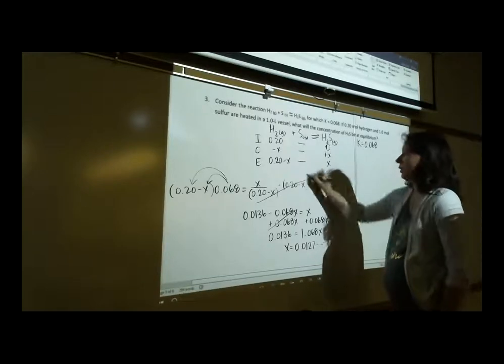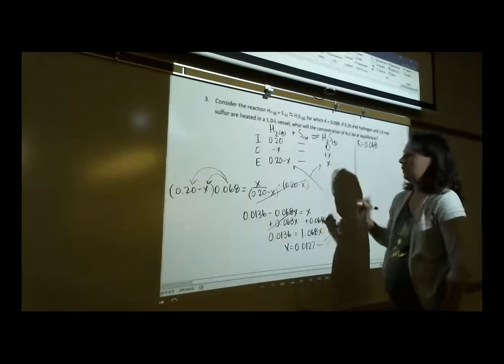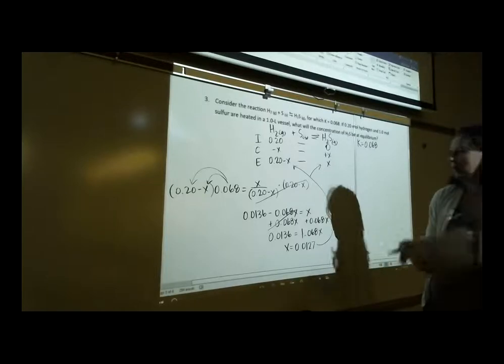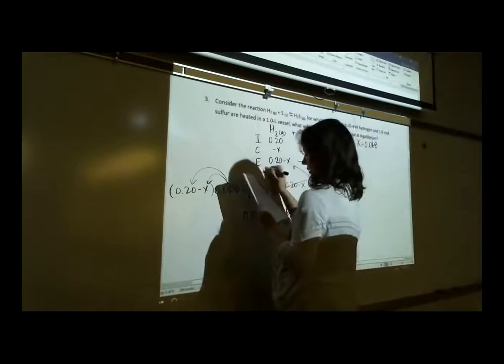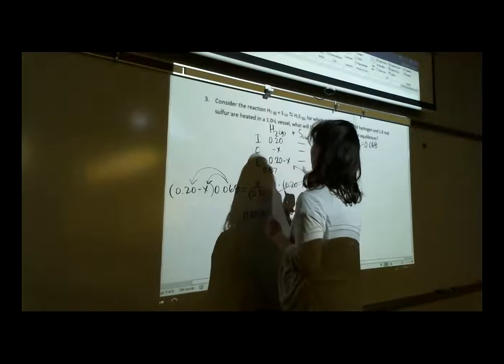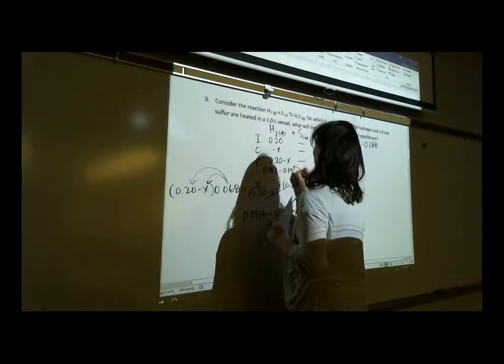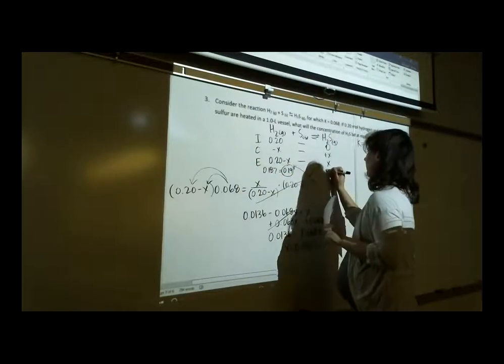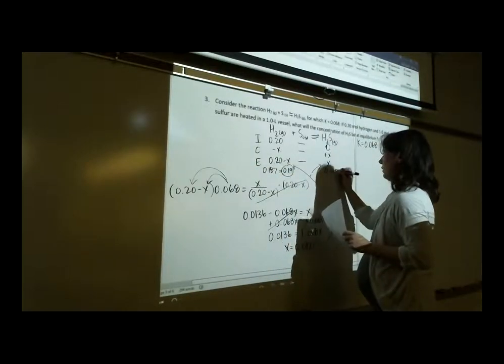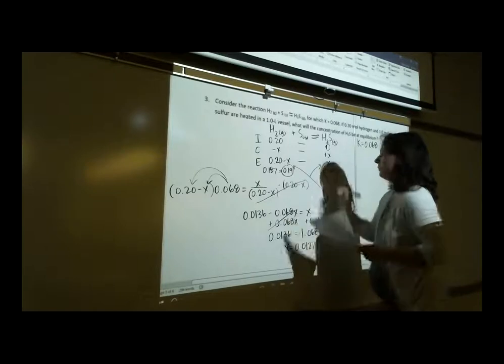So plugging that in, 0.2, subtracting it, that's 0.187. We've got two sig figs we can keep. So 0.19 and 0.013.